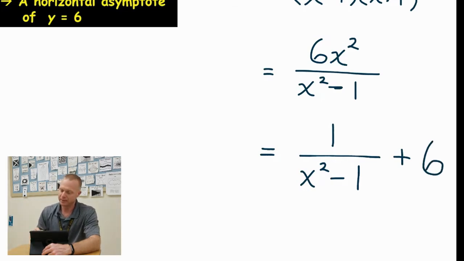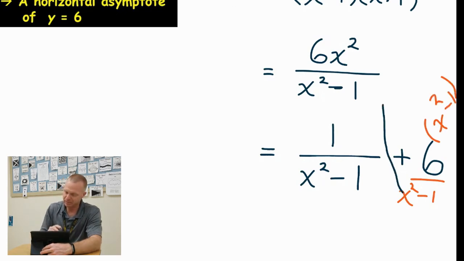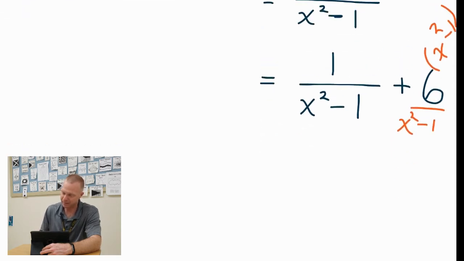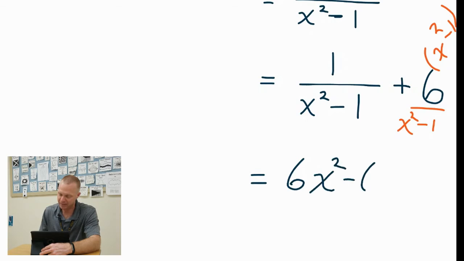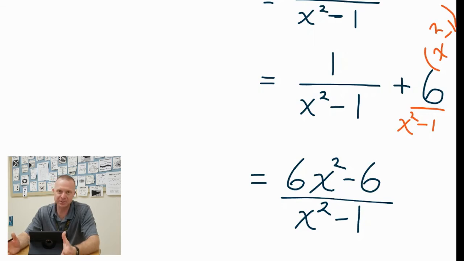Now here's the cool thing. If you take this shifted version and you make a common denominator, you see what's going to happen? We're going to end up with the same thing. We're going to end up with a 6x squared. Now we get a little extra stuff. We get a minus 6. But interestingly, shifting by 6 or just having a 6x squared, in essence, they're the same thing.